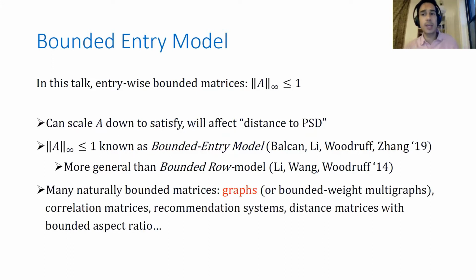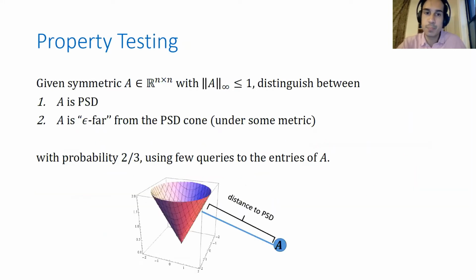Now, I'll mention that while we can always scale down a matrix to satisfy this bounded entry condition, there are several examples, such as graphs or bounded multigraphs, the adjacency matrices of these, also correlation matrices and recommendation systems, which to begin with are already naturally bounded. So in these cases, there would be no loss for considering this model.